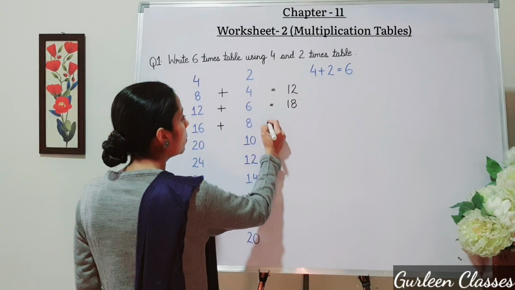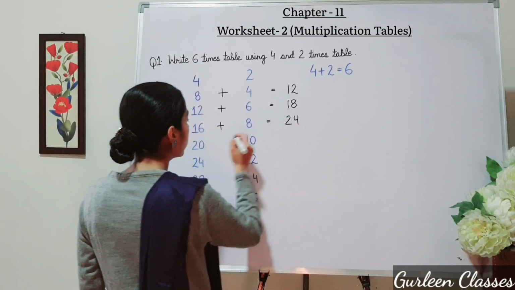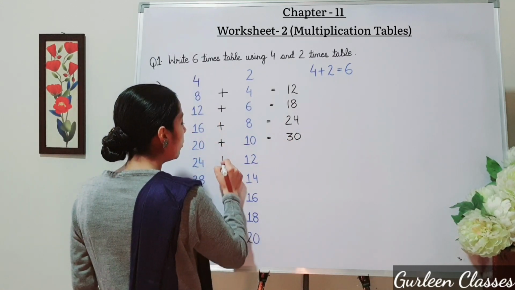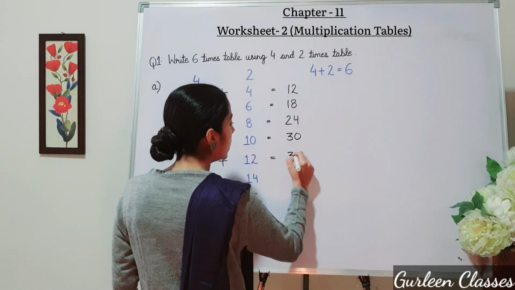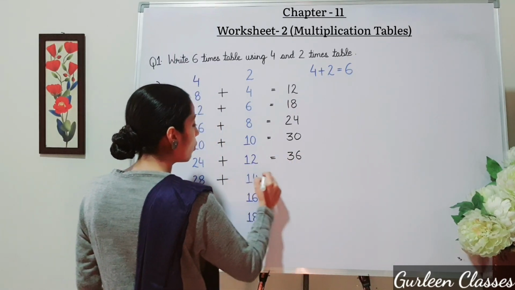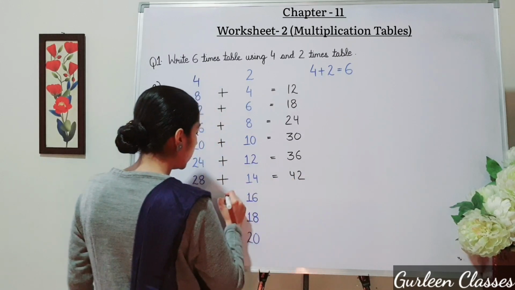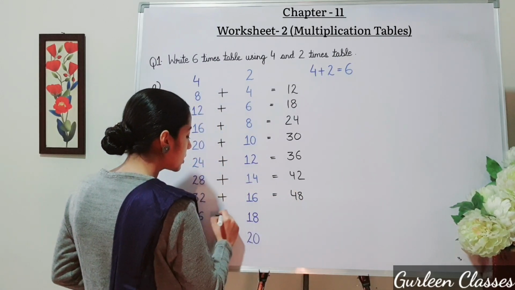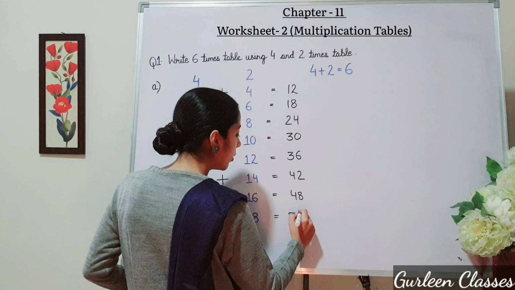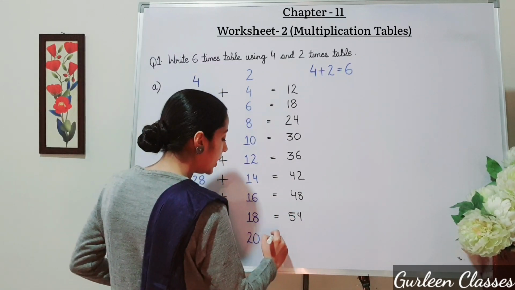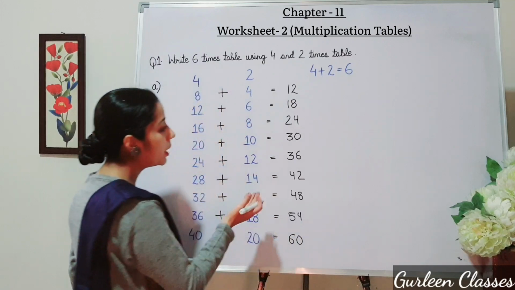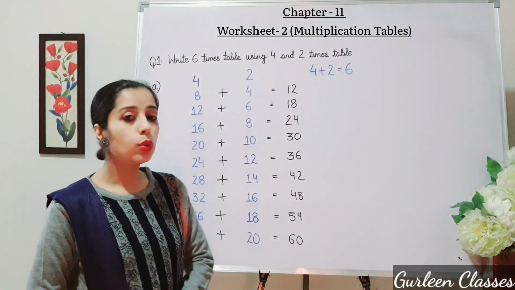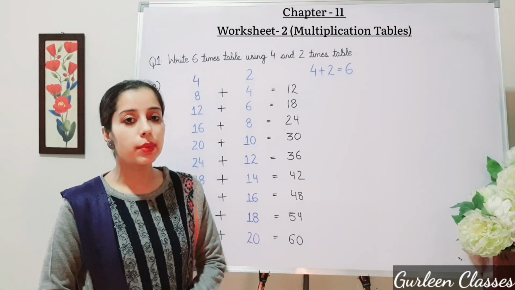6 plus 8 is equal to 24. 20 plus 10 is equal to 30. 24 plus 12 is equal to 36. 28 plus 14 is equal to 42. 32 plus 16 is equal to 48. 36 plus 18 is equal to 54. And 40 plus 20 is equal to 60. So here we got the multiplication table of 6. We took the tables of 4 and 2. If we add them, we get the multiplication table of 6.